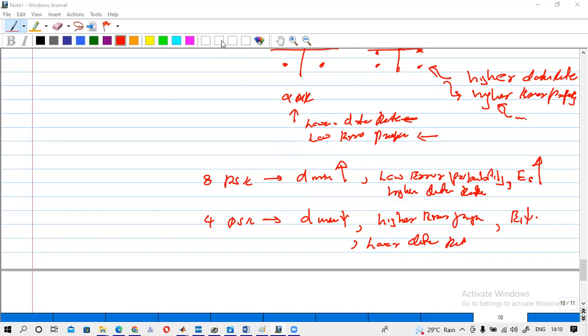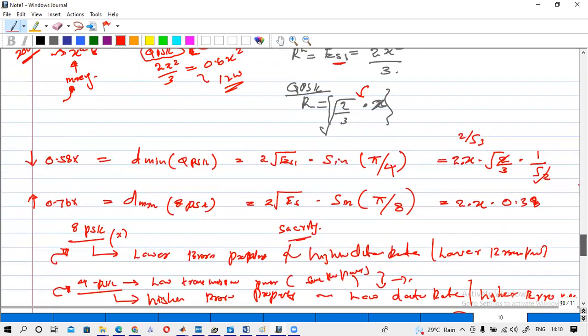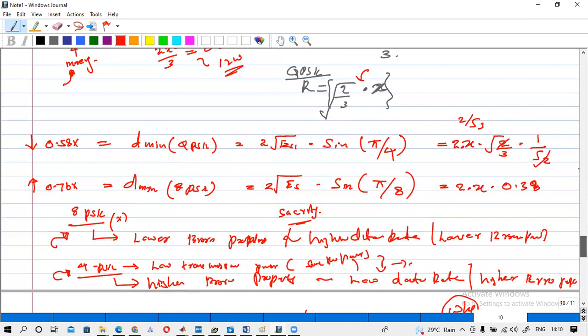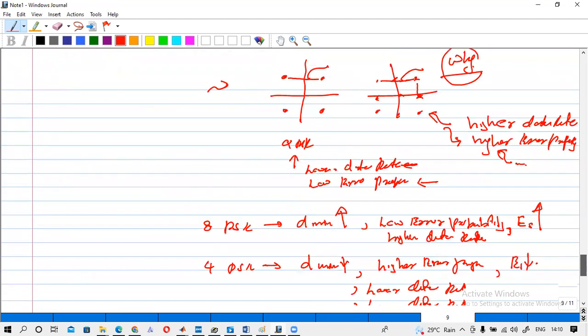The D mean for QPSK should be 1.154. You mean here it should be 1.154 x. Okay, then it is okay.